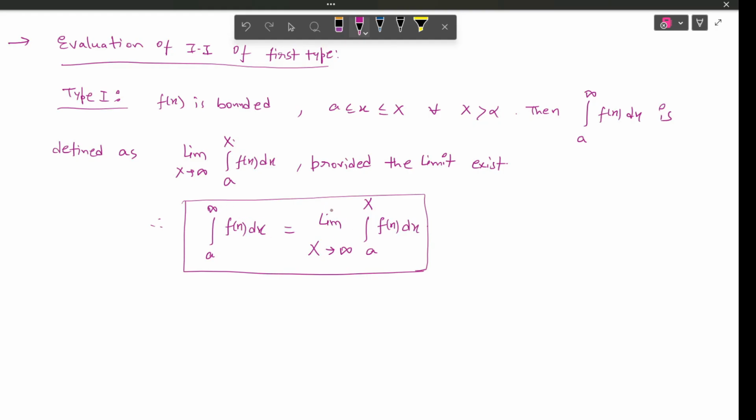So what you have to do is take the limiting value as X tends to infinity and evaluate the integration from a to capital X of f(x) dx.